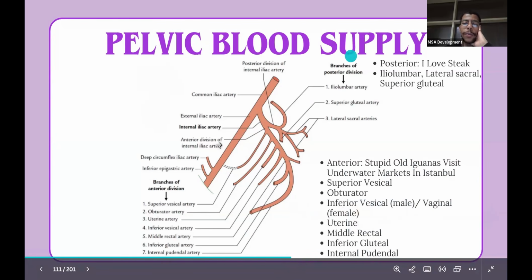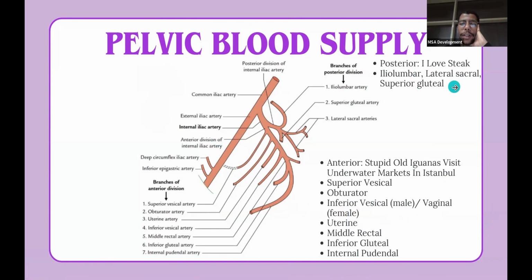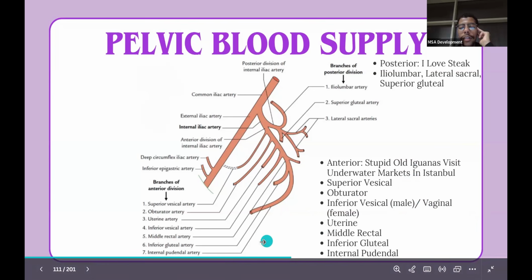So for the posterior branch, we have Isle of Steak, which is iliolumbar, lateral sacral, and superior gluteal. And then for the anterior branch, we have stupid old iguanas visit underwater markets in Istanbul: superior vesicle, obturator, inferior vesicle, and vaginal in females, uterine, and then middle rectal, inferior gluteal, internal pudendal. Also, uterine is not present in males. It's only in females, obviously.